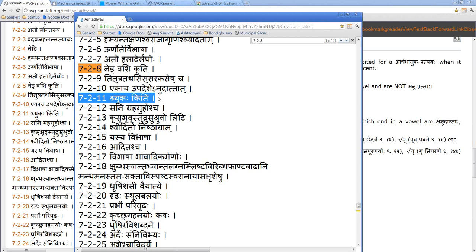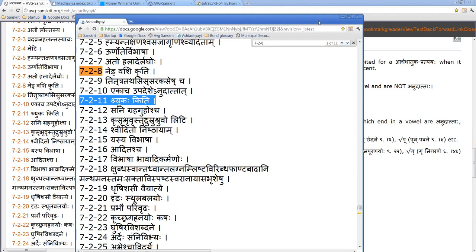First check 7.2.10. That's the top level, the first barrier to idagamaha. Then after that, you can look at more details. So don't jump to the conclusion that just because 7.2.10 is allowing this thing to become set, it doesn't mean that in all forms everywhere it will be set. There will be other rules. But for the time being, we'll look at this much.